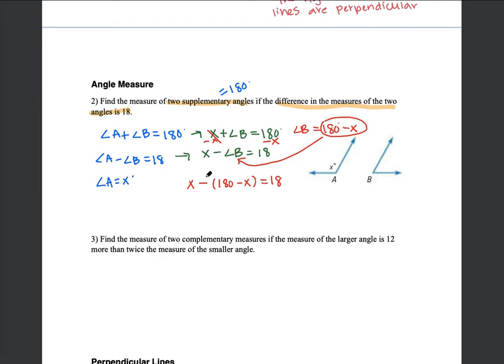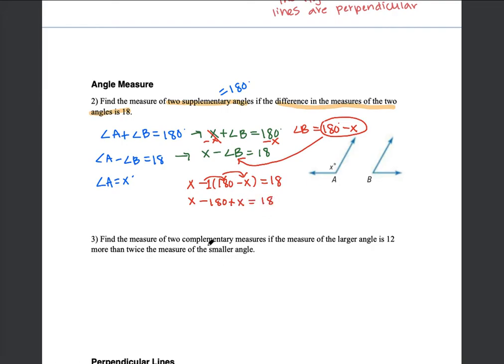So I'm going to start by distributing this negative. I have this minus. I'm going to distribute that into the parentheses because it's technically a negative 1. So I have x, and I have negative 1 times 180. So that's a negative 180. And then I have negative 1 times negative x. A negative times a negative is just a positive. So I have positive x is equal to 18.